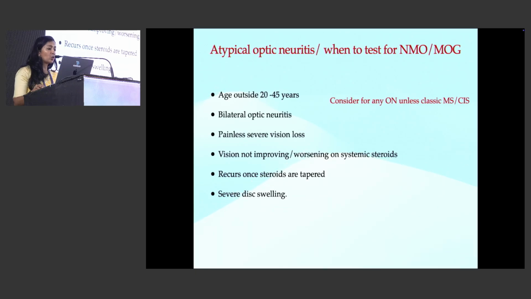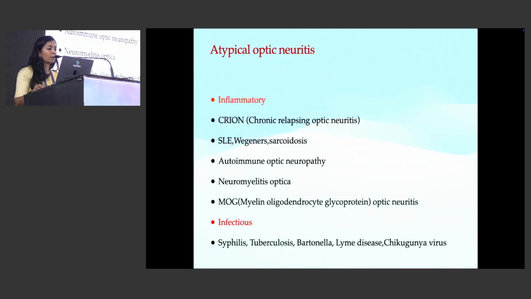So let's now go to atypical optic neuritis and when to test for NMO or MOG. If the age is outside 20 to 45 years, if it's bilateral, painless, vision not improving or worsening on systemic steroid, it recurs once steroids are tapered, or if there is severe disc swelling, consider it for any optic neuritis which is not typical. So these are the causes of atypical optic neuritis.